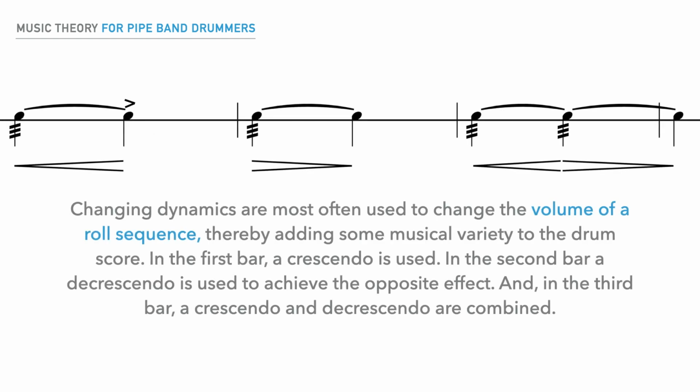Changing dynamics are most often used to change the volume of a roll sequence, thereby adding some musical variety to the drum score. In the first bar, a crescendo is used. In the second bar, a decrescendo is used to achieve the opposite effect. And in the third bar, a crescendo and decrescendo are combined.